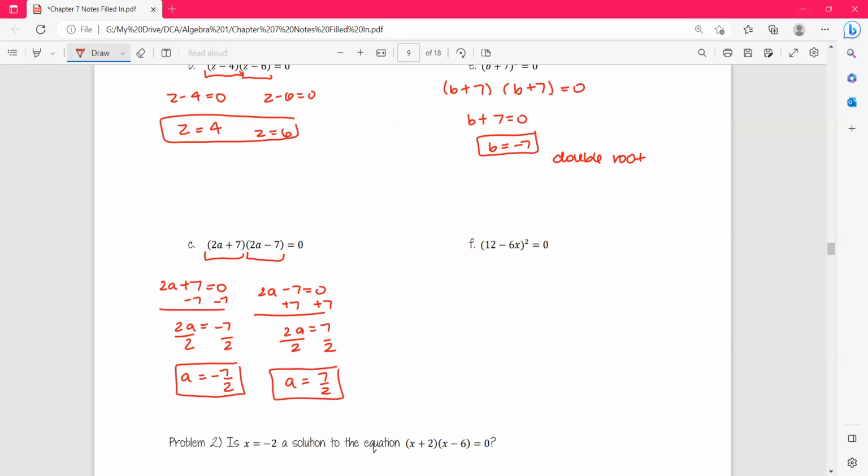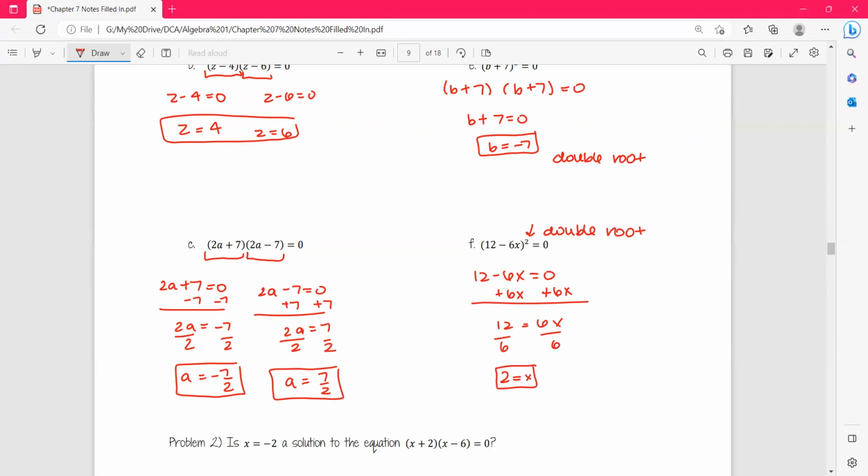Okay, look at F. Notice I'll have a double root again. I just need to set one of them equal to 0. I'll add the 6x over, divide by 6, and I get 2 would be my double root.